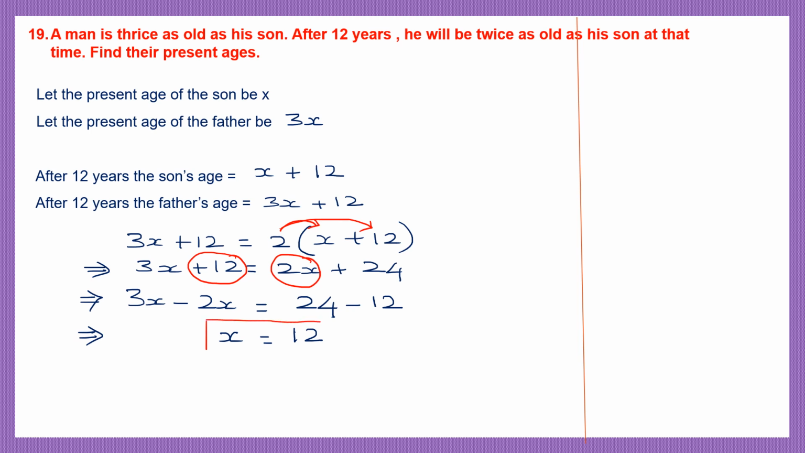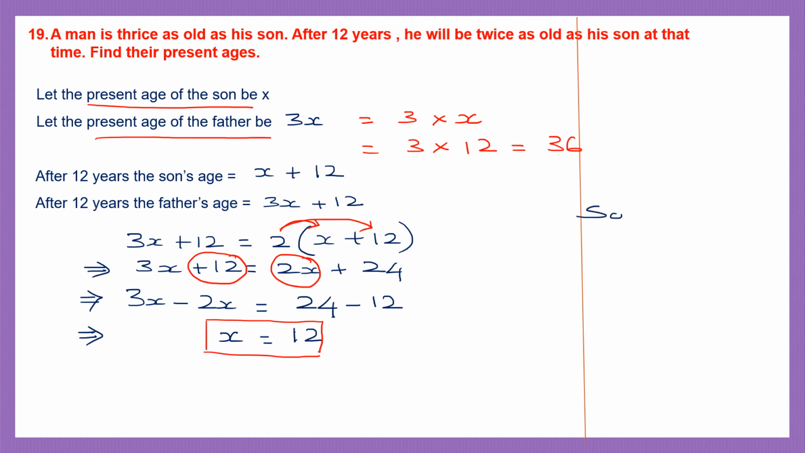And x, according to our statement, is the present age of the son. So now we know the present age of the son. What will the present age of the father be? Father is 3x, that is 3 into 12, since we found x to be 12. 12 threes are 36. So now we found the father's age and the son's age. Let's write it down. Son is 12 years old and the father is 36.